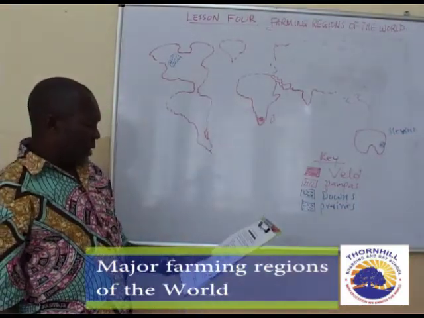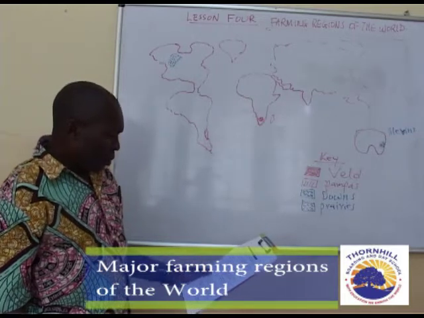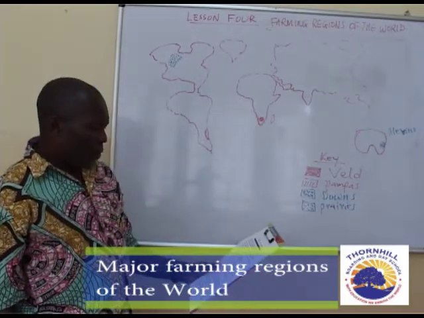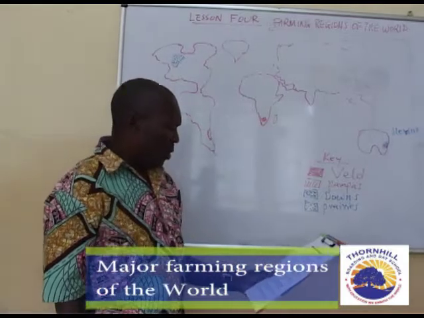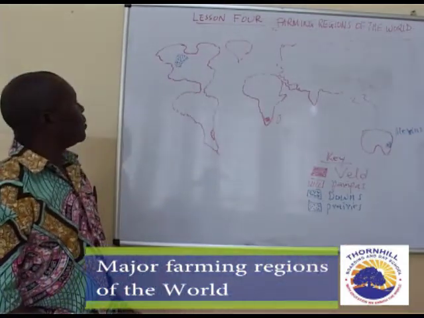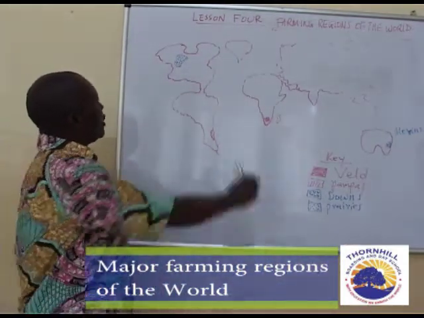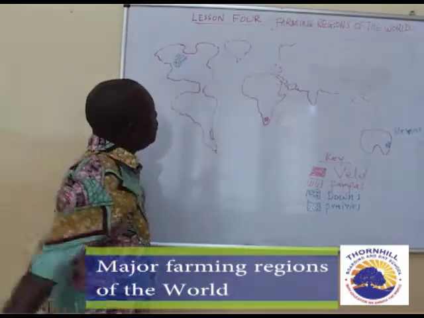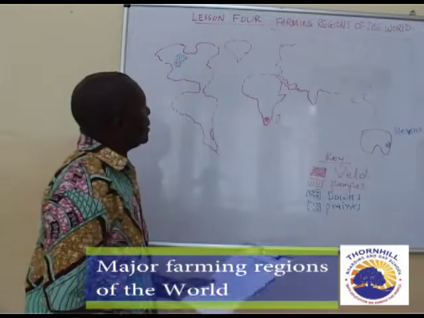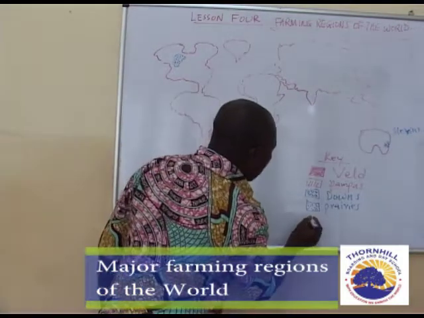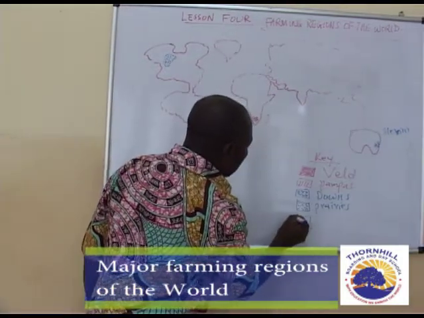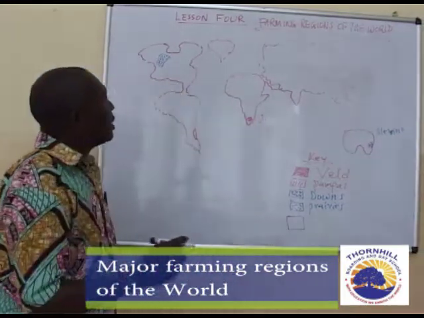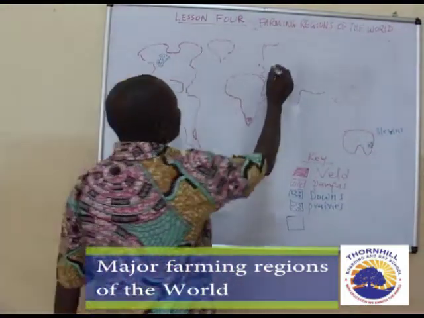About the prairies, we are done with the prairies. They grow the wheat on large farms, and some of this wheat even finds itself in the market of Africa. The last farming region we are going to look at is what is called the steppes.